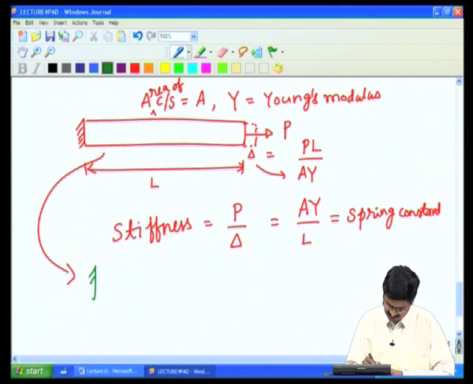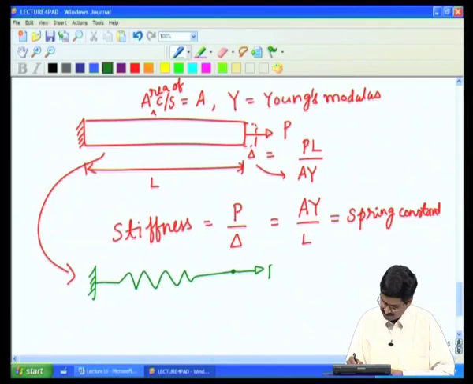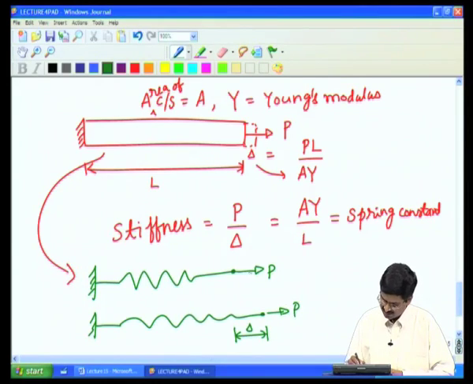So, if I take this bar, I can say that this bar is like a spring and I have a force P, then it would deform by an amount delta with this force P. The P initially equal to 0 and P goes to some value from what the bar was here will move to this point.